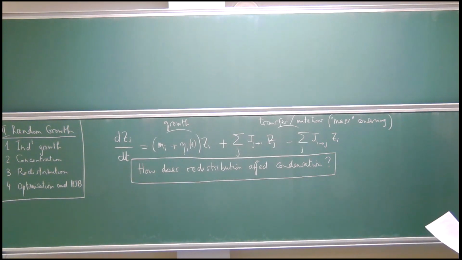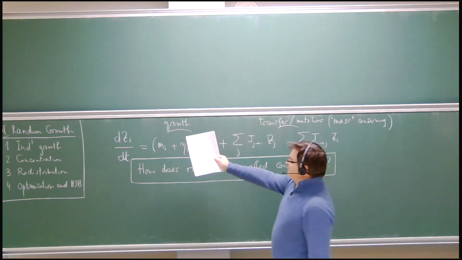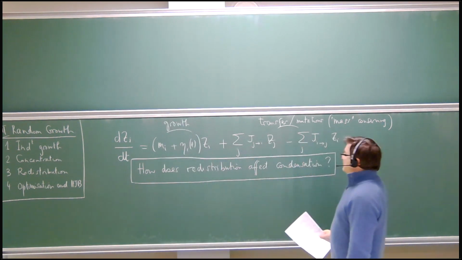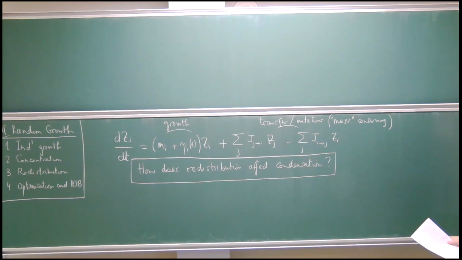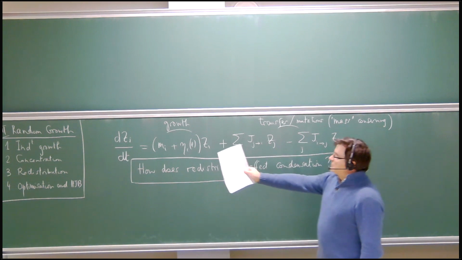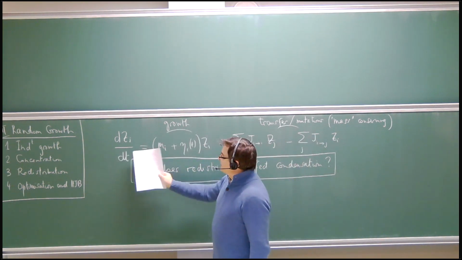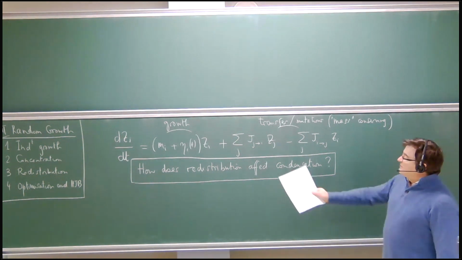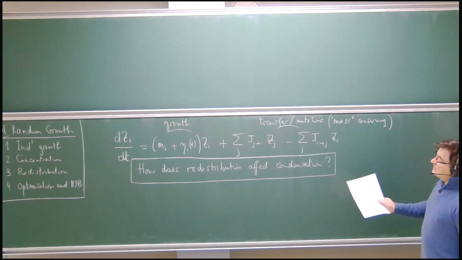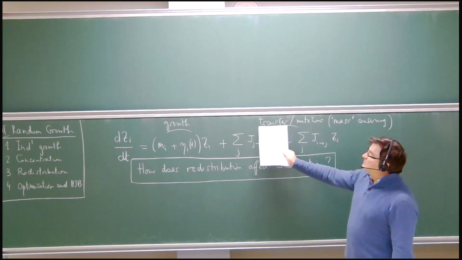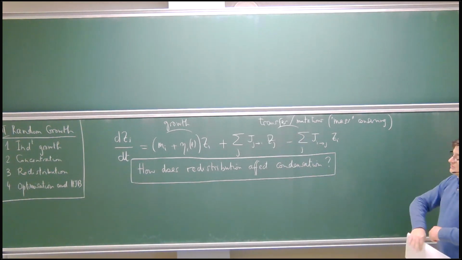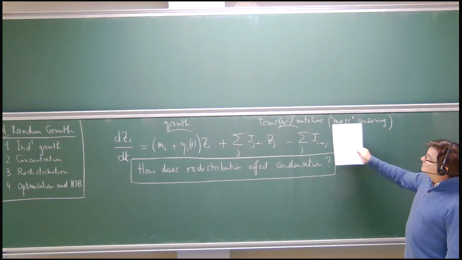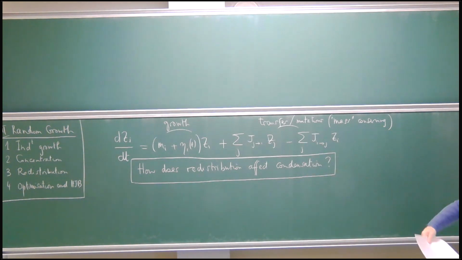So what I mean by this is that in the absence of growth, if I didn't have any growth, then you can show, it takes really one minute, that if I sum over all i's this equation, so the sum over i of dz_i/dt, then I find 0. And the reason is that the total number of people going from j's to i's is going to compensate the number of people going from i to j's on average over all cities.